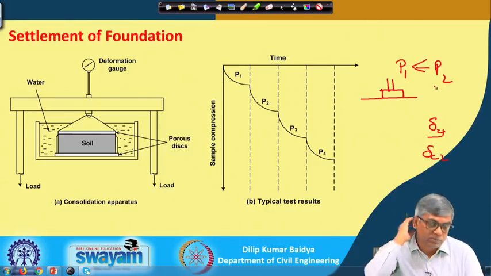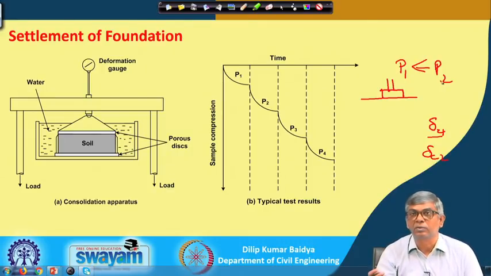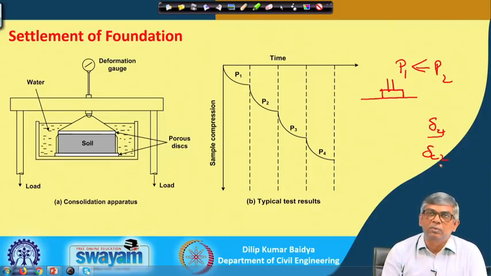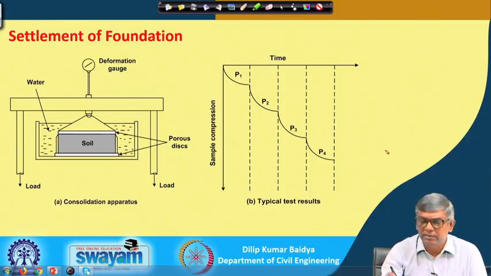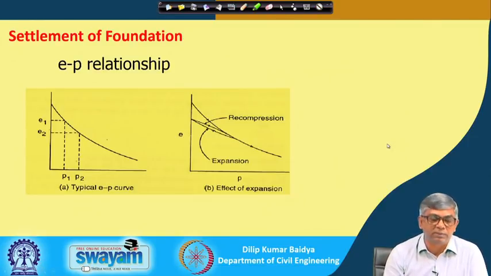So, under load P2 there will be another consolidation, so P1 plus P2, delta 1 plus delta 2, will be the total consolidation. That means with the change of loading, the consolidation also changes. So the amount of consolidation depends on the amount of loading.